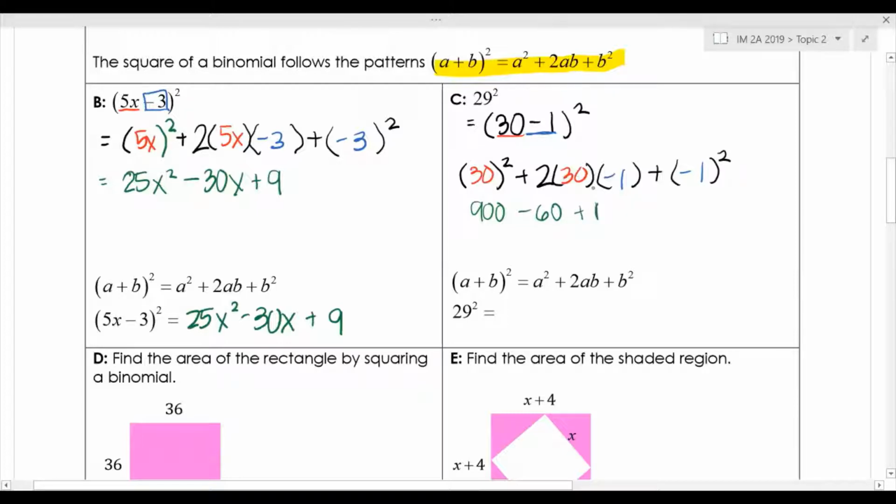Okay, so this gives us 900 minus 60 plus 1. And so 900 minus 60 is 840. So this is 841. Okay, so that was really easy numerically, squaring 30 and squaring 1 and multiplying some numbers together, as opposed to if I didn't have a calculator.